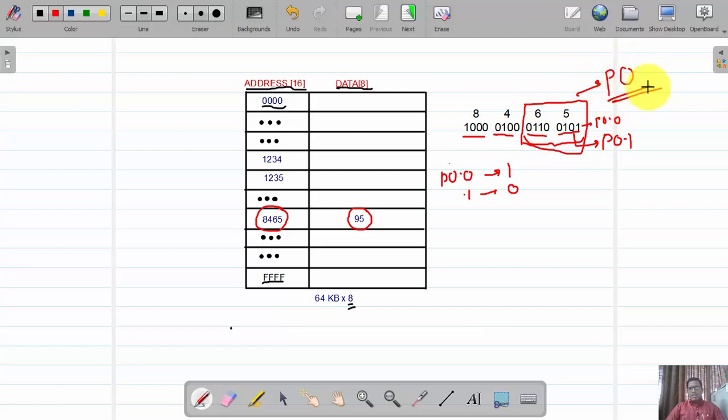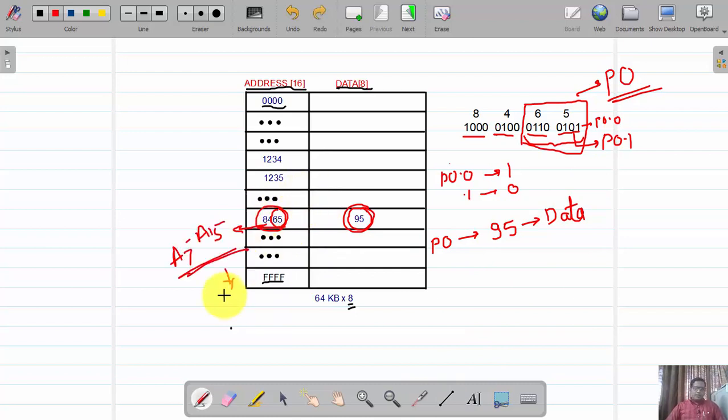At this instant the 65 is simply the address of the memory location. And later on the same port is capable of carrying this value, that is 95. So the 95 is the data which is stored at memory location 8465. See this. Whatever the higher 8 bits are, that is A8 to A15, these are held by port P2. Later on we are going to discuss this.